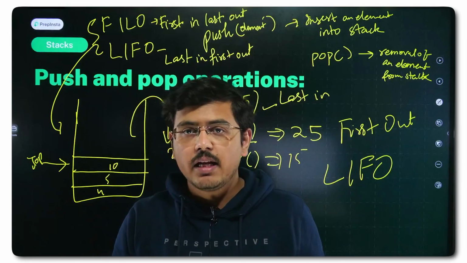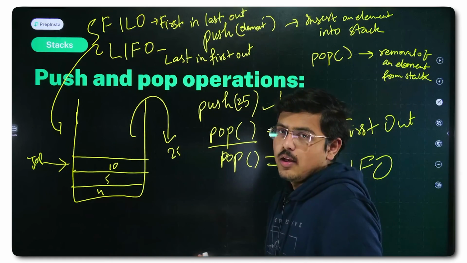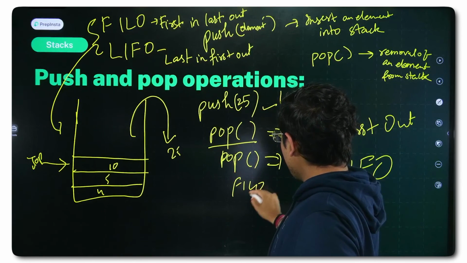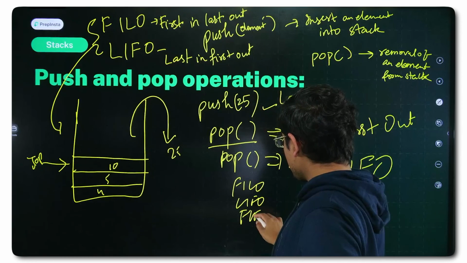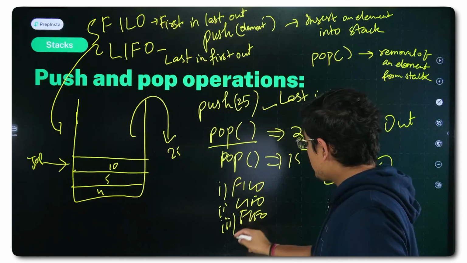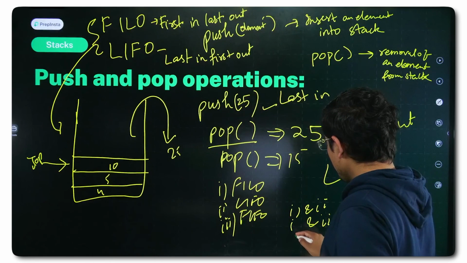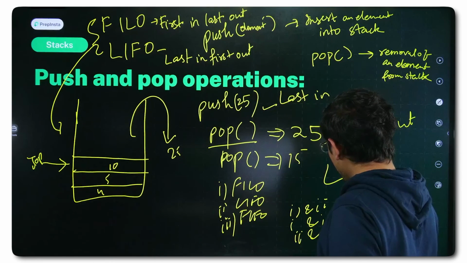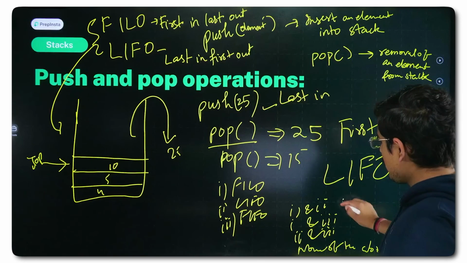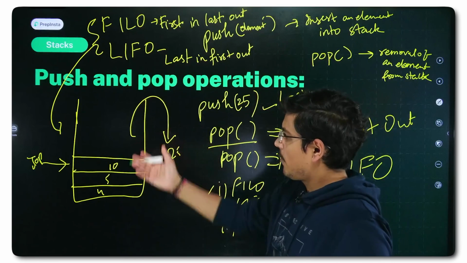So while understanding stacks, you should be clear that whenever you find such an option that asks which are valid for stacks, say 1 is FILO, 2 is LIFO, and 3 is FIFO, first in, first out. And now the MCQ options are 1 and 2, 1 and 3, 1, 2 and 3, and none of the above. So now you know that the answer is 1 and 2. Both techniques, FILO and LIFO, are applied here.